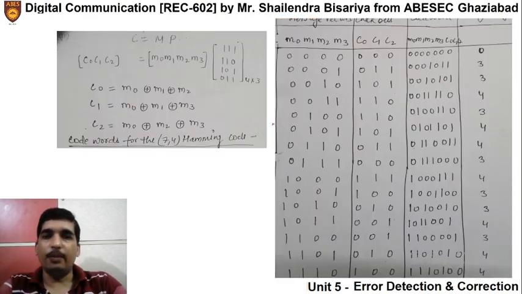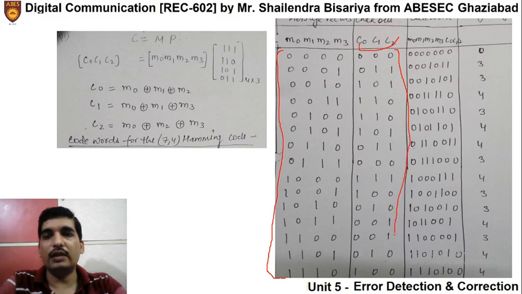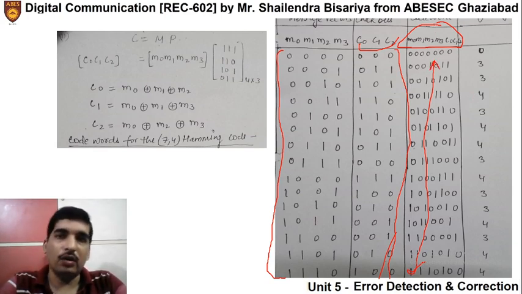So I hope you can easily complete it. This is the complete table. You can see that all these 16 code vectors and all these code words for all the cases of these code vectors are written here, and hence the complete code vector M0, M1, M2, M3 followed by C0, C1, C2 is written here. You can check by yourself now whether you have done it correctly or not.